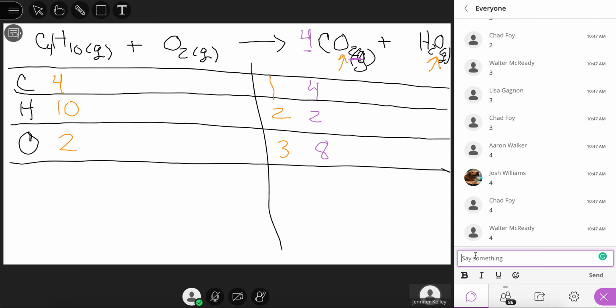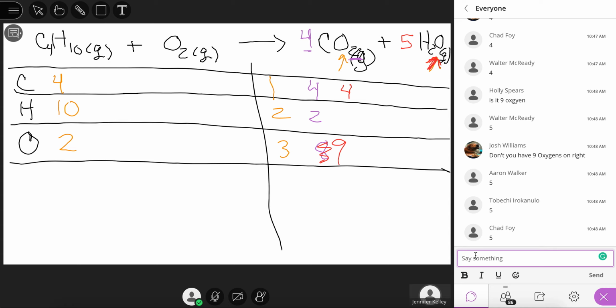Now we're going to take a look at the hydrogen. On the left, I have 10. On the right, I have 2. So what am I going to add this time in front of the water? Correct, 5. So that's going to be still 4 carbon. Yeah, that would be 9 oxygen, because I forgot to add this one over here. Holly's correct. I told you it was easy to forget that guy over there.